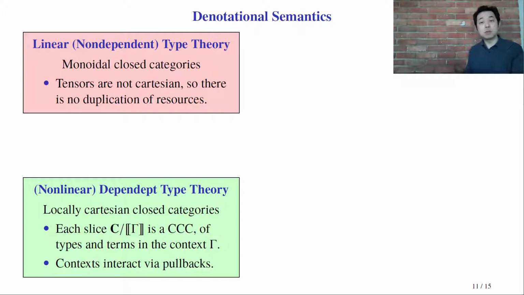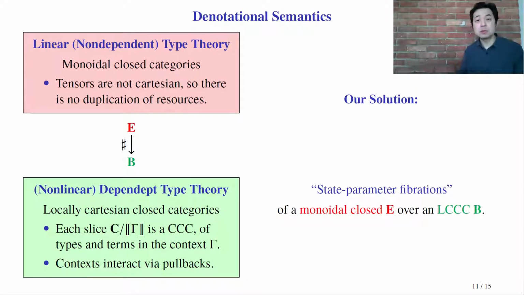Unification of these two frameworks is not an easy task, however, because on the one hand, LCCCs are, well, Cartesian and do not accommodate the linear notion of resources. On the other hand, monoidal closed categories do not have nice slices, so they do not admit dependent types. Our solution to this problem is to introduce what we call a state parameter fibration, a certain fibration ♯ of a monoidal closed category E over an LCCC B.